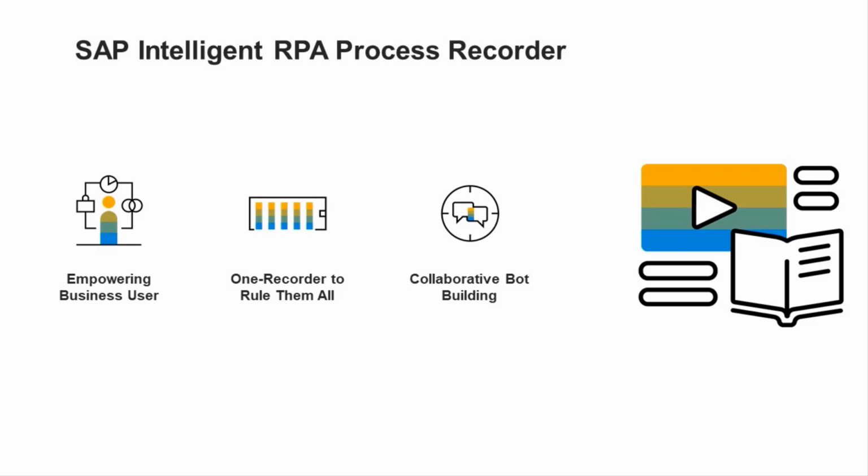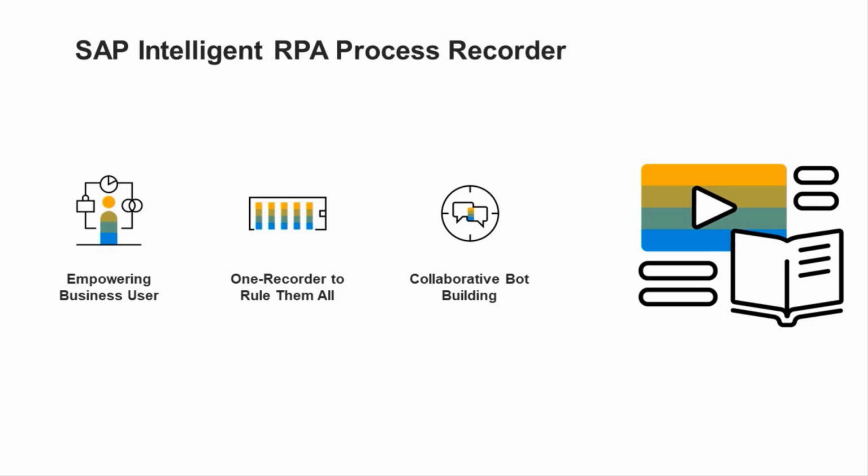In the previous video, we saw how process mining capabilities within SAP Business Process Intelligence could be used to discover a bottleneck in sales order processes. We then highlighted how this process could be streamlined using SAP Intelligent RPA.